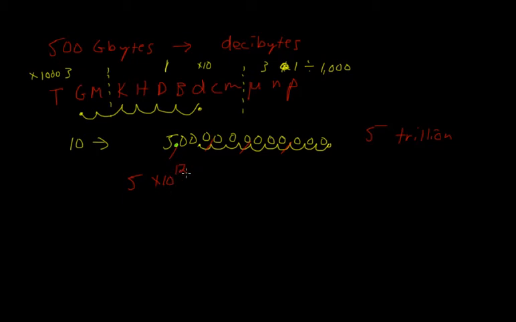So that's what the exponent means, is how many times you move the decimal. Sometimes people will mistake this as meaning the number of zeros we have, but that's not the case. This 12 means the number of decimal places that you move. So 5 times 10 to the 12th is equivalent to this number. And when you have really big numbers like this, it's probably best to use scientific notation. So the answer is going to be 5 times 10 to the 12th decibytes.